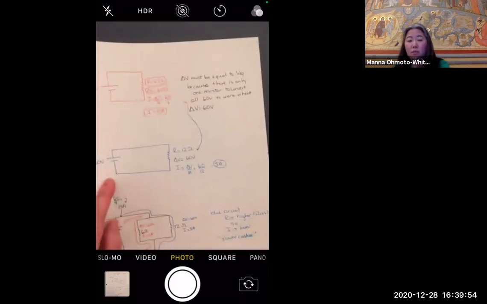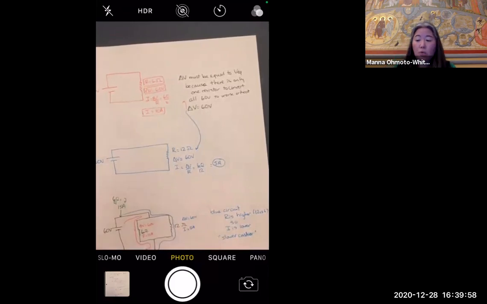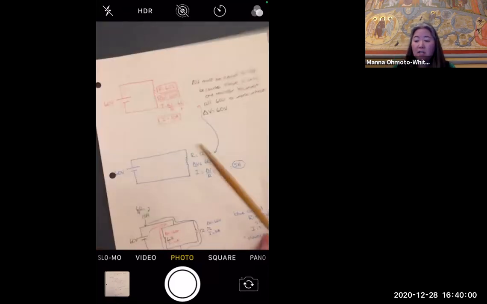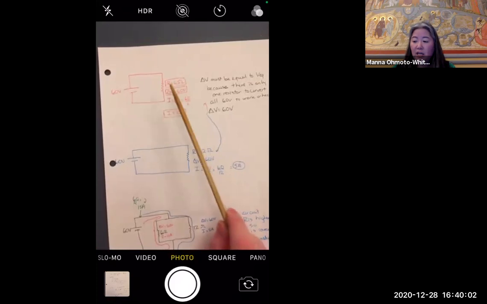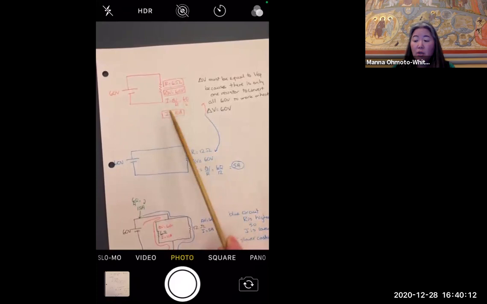The first one is the red route. I have to pretend that this is just one circuit. I have a 60 volt battery and a resistance of 6 ohms. I have to drop 60 volts, so the current that goes through this is going to be 10 amps.